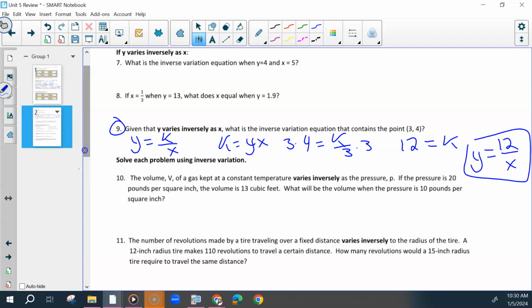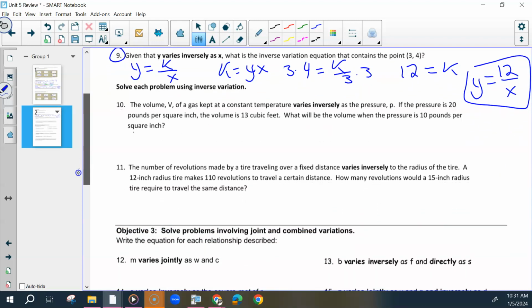11. Alright, the number of revolutions made by a tire traveling over a fixed distance varies inversely to the radius of the tire. A 12-inch radius tire made 110 revolutions to travel a certain distance. How many revolutions would a 15-inch radius tire require to travel the same distance? So revolutions is how many times a tire spins as you're driving.